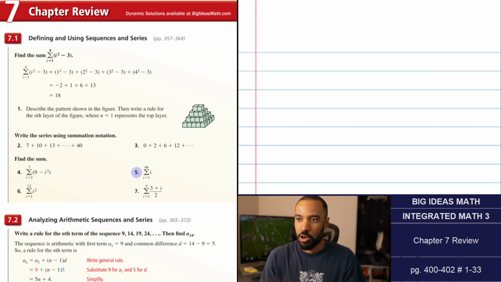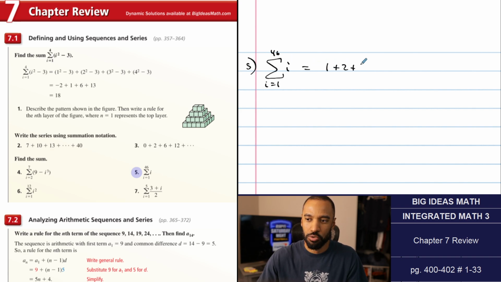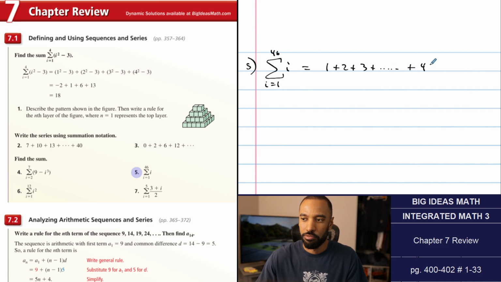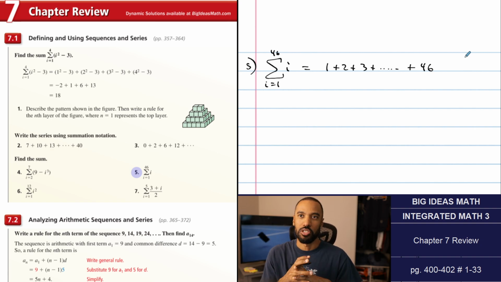Number 5. Now, number 5 is an interesting one because it looks like we have 46 terms to add together. So we're going from 1 to 46 of i, which means I'd plug in 1 for i, and then 2 for i, and 3 for i, etc. And I'd add these up all the way to 46. Now, we have some options in what we can do here.